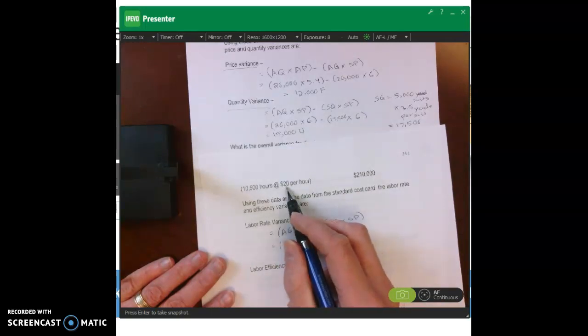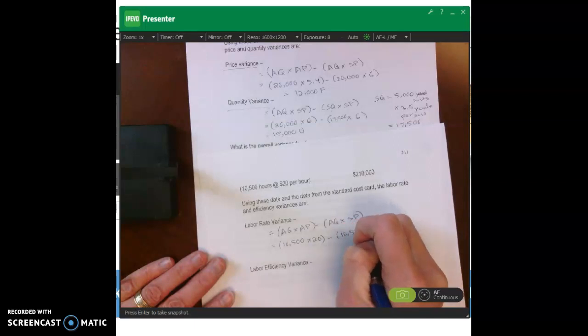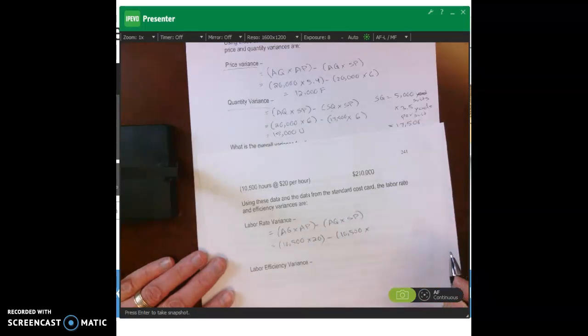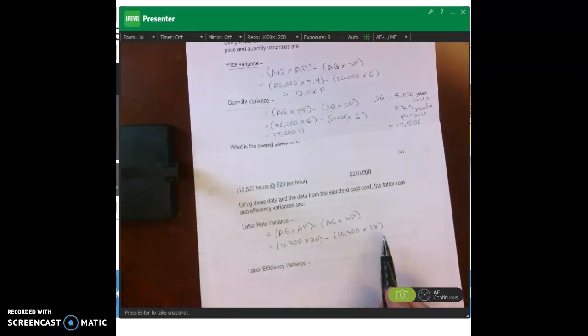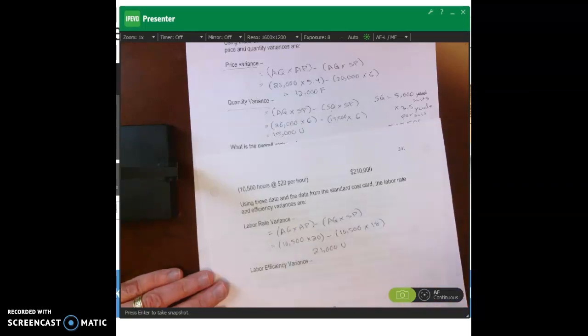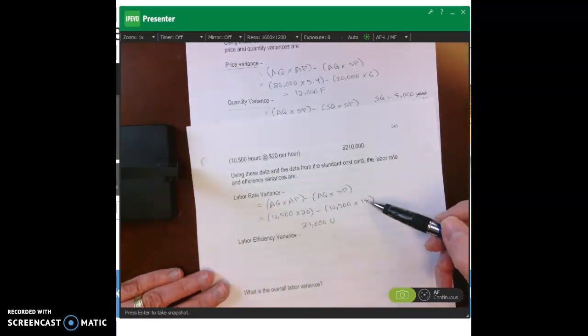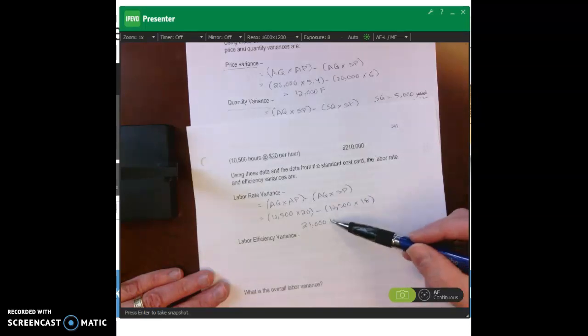The actual price that we paid them is $20 an hour, times the 10,500 hours. If you look back at the standard cost card, the standard price, what we should have paid them, was $18 per hour. We actually paid them $20 an hour. When I do the multiplication and subtract the two, I get $21,000, and this is going to be unfavorable. Why? Because I paid them $20 an hour when I should have only paid them $18 an hour. I paid them more than I should have. Therefore, it's unfavorable.